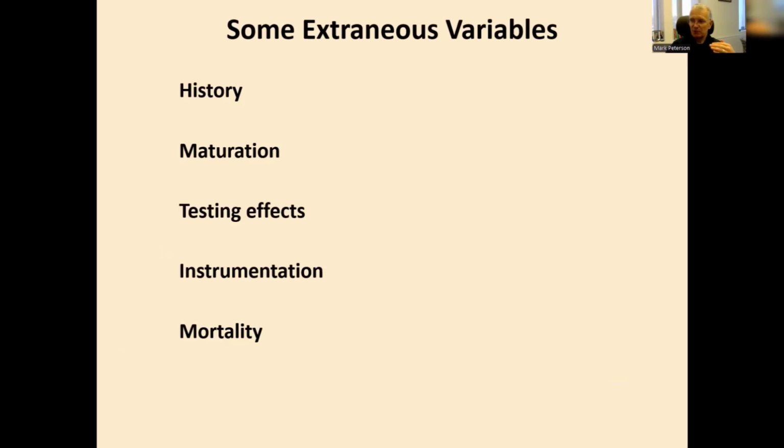Maturation could be that people learn over the different trials in your experiment. And so the respondents are different due to their own learning and not the presentation of different variables to them. Testing effects: the respondents actually guess what you're after and start giving it to you. And you don't want that either.